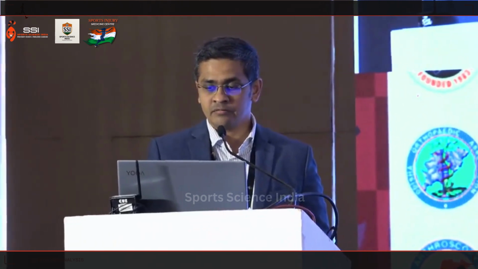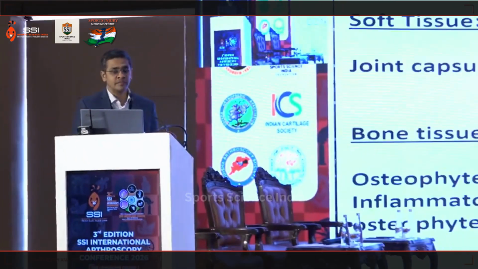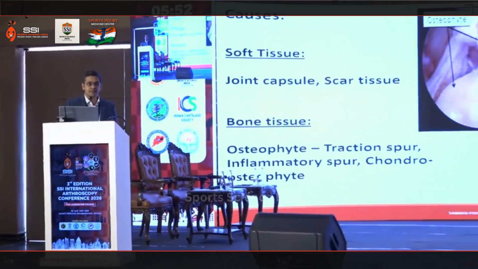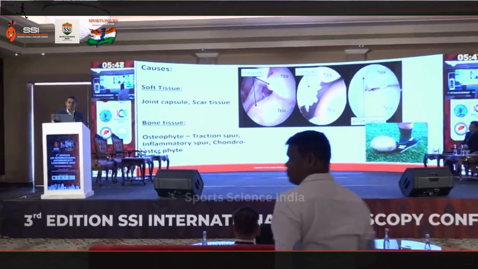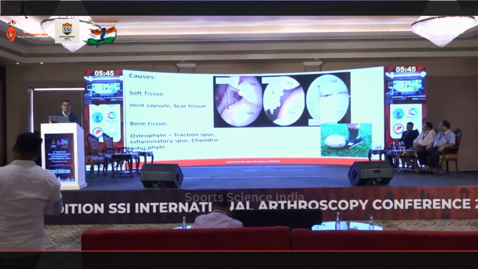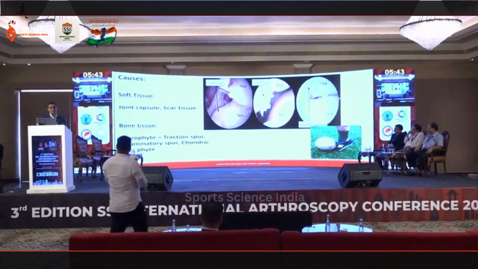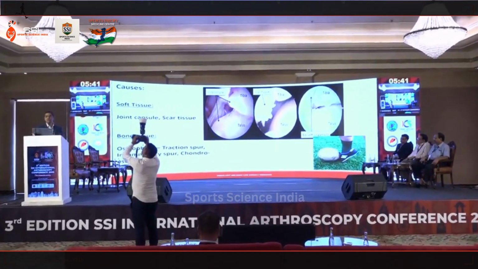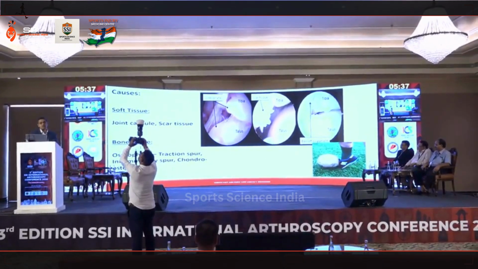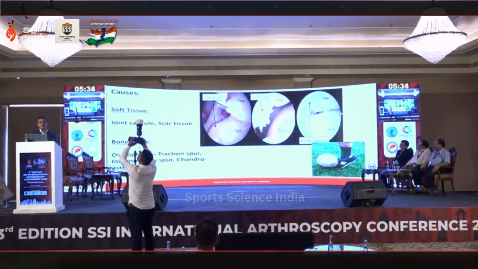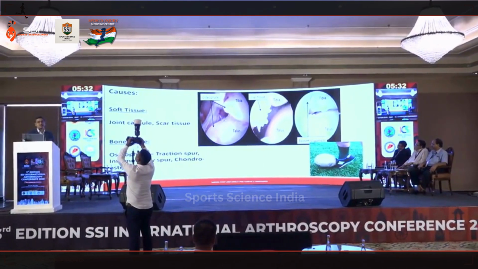I'm Dr. Dhrumin Sangoi from Mumbai, and I will be presenting on anterior ankle impingement. So what exactly is ankle impingement? It is basically some tissue obstructing in the front of the ankle which causes pain. The causes can be either soft tissue or bony tissue. The soft tissues in front of the ankle are the joint capsule and scar tissue, as you can see in the pictures. Or it can be a bony tissue, which is generally osteophytes.